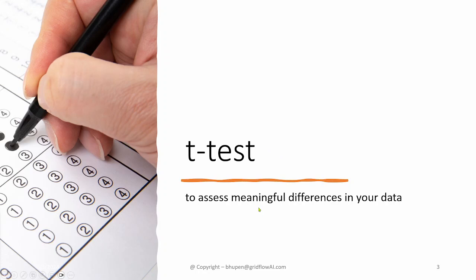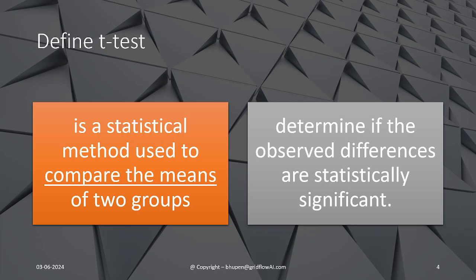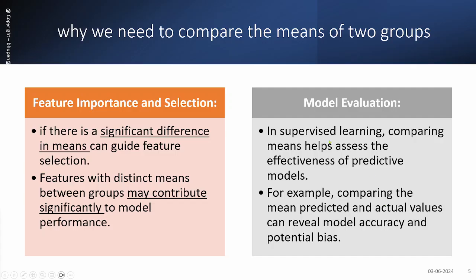The t-test is a technique where we find out if there is any significant difference between two data columns or two samples, or one sample versus a known data point. So let's define the t-test: it compares the means between two groups to determine if there are any observed differences between the two data series, and if the differences are statistically significant. So why do we need to compare the means of two groups?